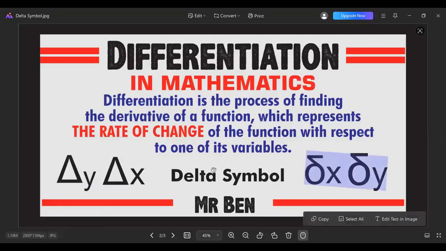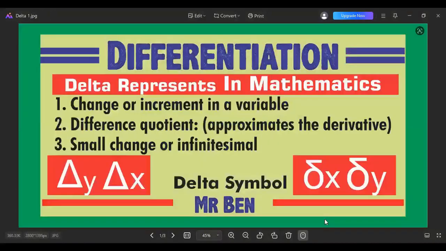So they are called delta. Delta represents change or increment in a variable. The difference quotient approximates the derivative for a small change. Now, I want you to know something. I'm just introducing this topic to us.